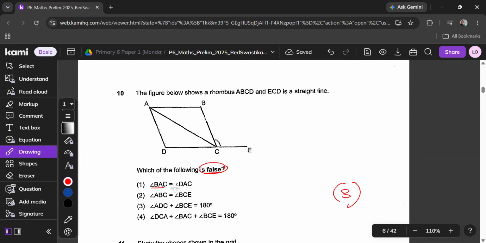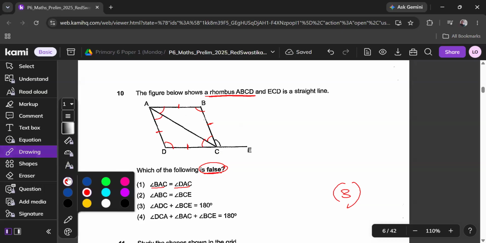So BAC equals DAC. All right, before we look at all the answers, once you see a rhombus, it's your lucky day. All the sides are equal. All the angles in the triangle are the same as the angles in the other triangle. So the two triangles have all the same angles. So that is the property of a rhombus.